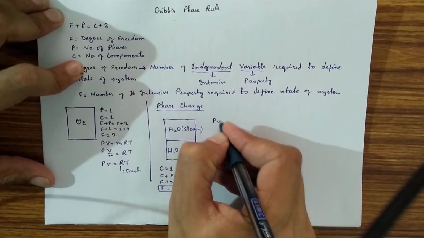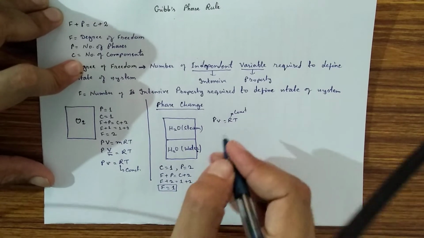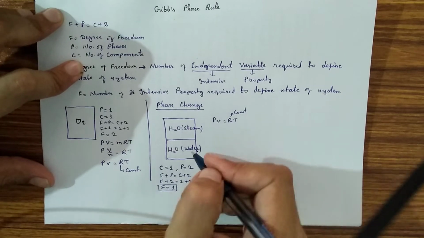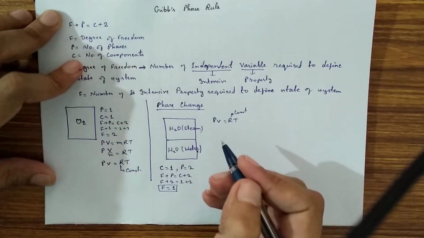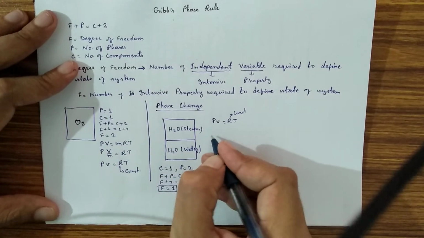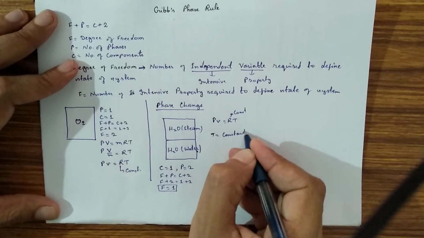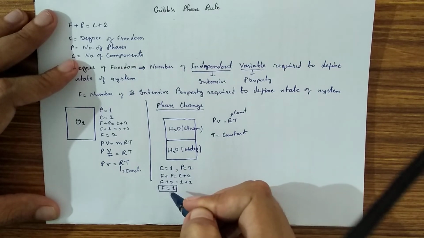PV equals RT, R is constant, and since it is having degree of freedom 1, if we vary one variable, we will get the value of the other variable. We know that during phase change, temperature remains constant. So since temperature is constant, there is only 1 degree of freedom.